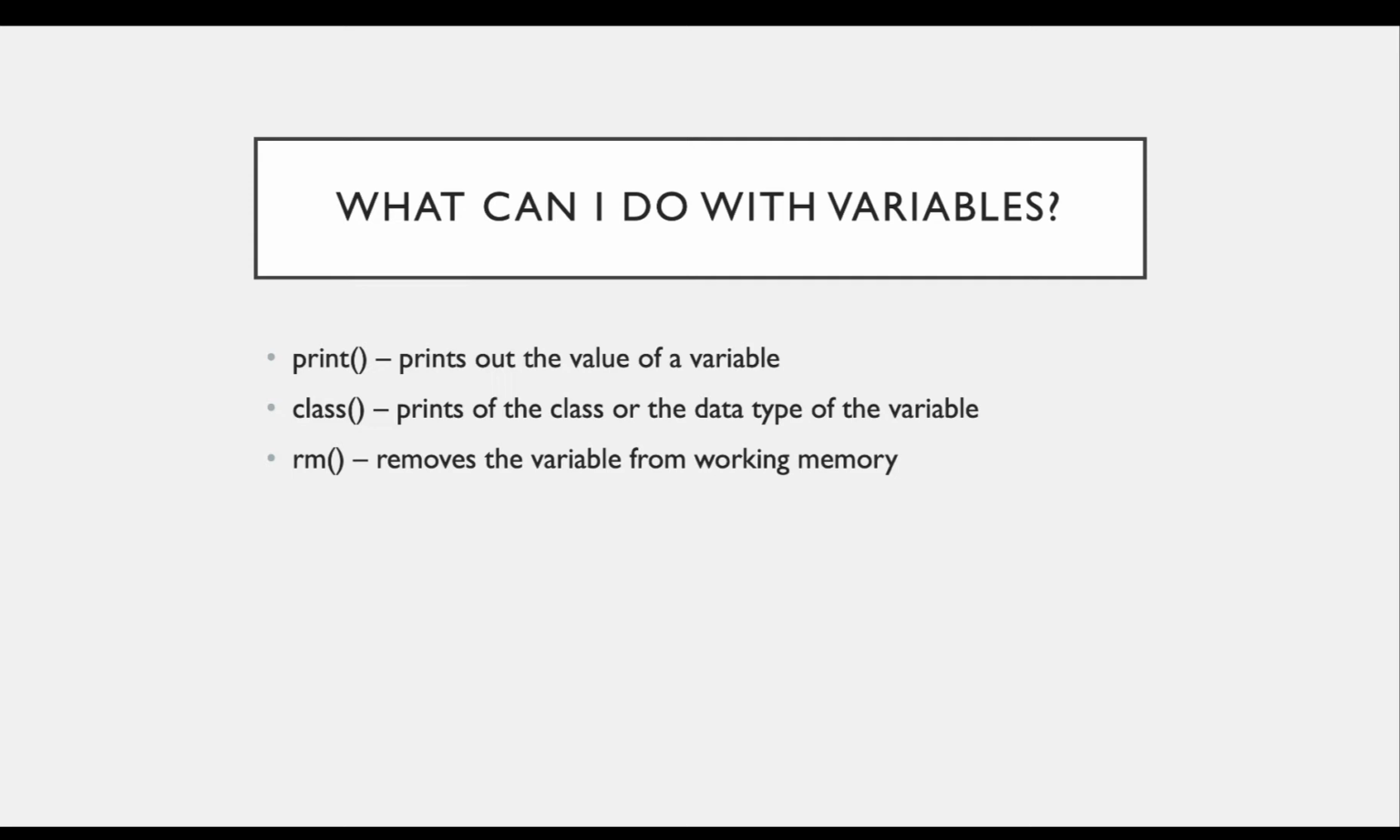In addition to performing operations on variables, R provides a variety of simple functions that allow you to interact with the variable and know more information about it. Some simple functions that we can cover are print, class, and rm. Print is a function that prints out the value of a variable. Class prints out information on the type of the variable, or the class of the variable. And rm removes a variable from working memory.